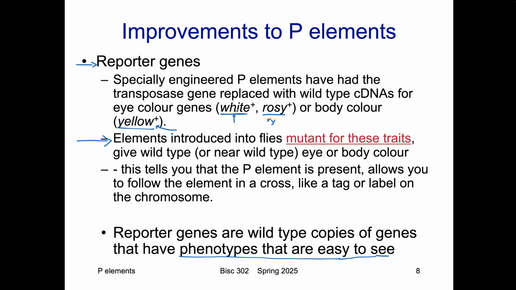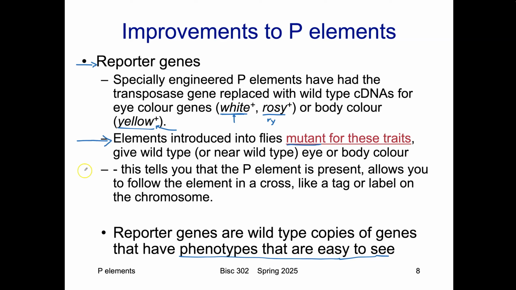They're going to be pink. Or if the flies are mutant for rosy, they're going to have wild type eyes. Or if they're mutant for yellow, they're going to have a wild type body. That's the idea. And so it's almost like putting a little tag or label on the P-element, because if the P-element is present, the wild type gene is present. And as long as you've done your experiments properly and all the flies that you're working with are all homozygous mutant for those traits, then we can use them.